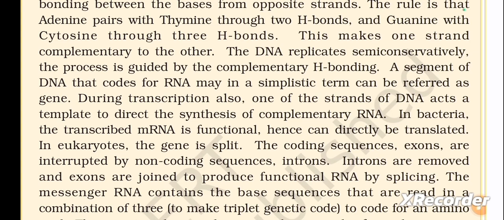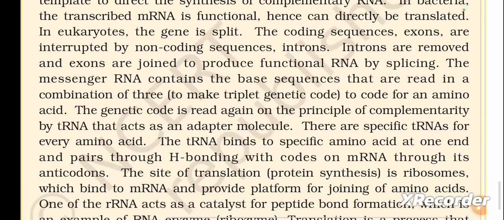In eukaryotes, the gene is split. The coding sequences, exons, are interrupted by non-coding sequences, introns. Introns are removed and exons are joined to produce functional RNA by splicing. The messenger RNA contains the base sequences that are read in a combination of three to make a triplet genetic code to code for an amino acid.